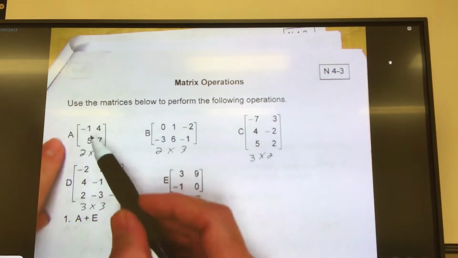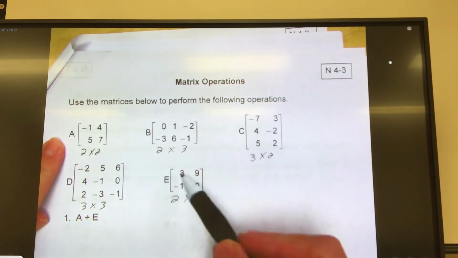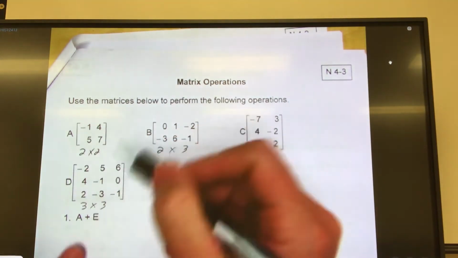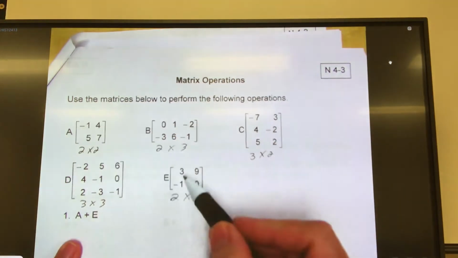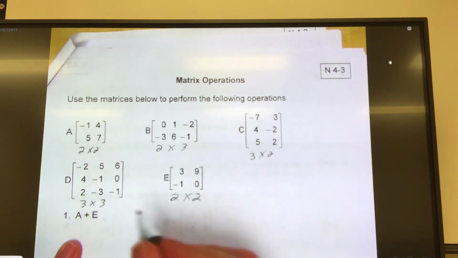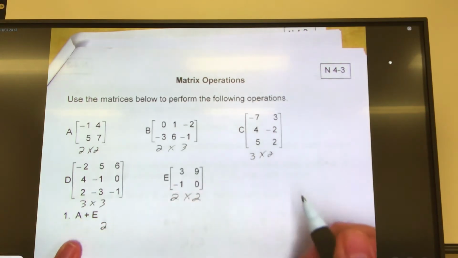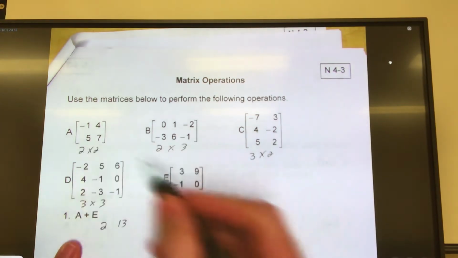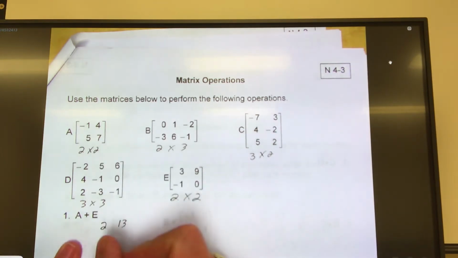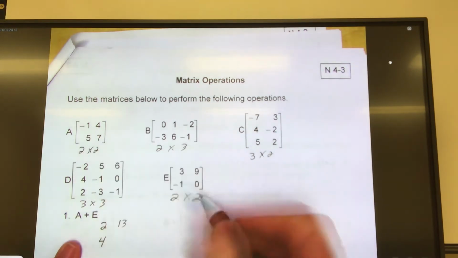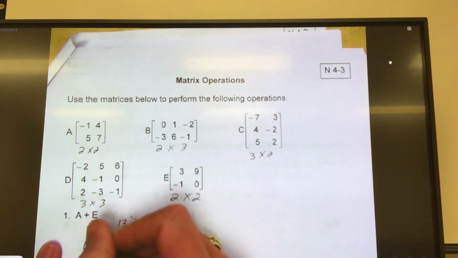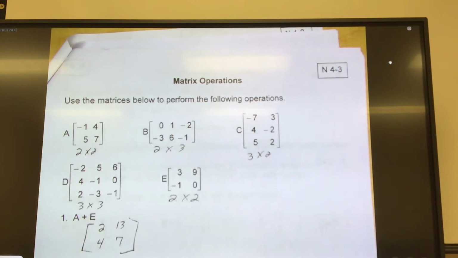So we have to match up the corners with the corners that correspond. If I'm doing plus, that's -1 plus 3 is 2. 4 plus 9 is 13. 5 plus a -1 is 4. 7 plus 0 is 7. That would be A plus E.